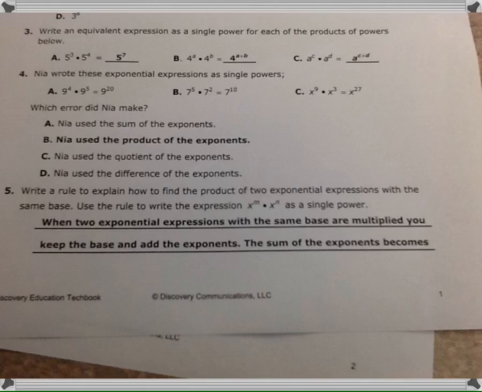B is correct because you can see here 4 times 5 is equal to 20. So she multiplied the exponents by each other. Once again, 5 times 2 is 10. 9 times 3 is 27. She multiplied the exponents instead of adding them.